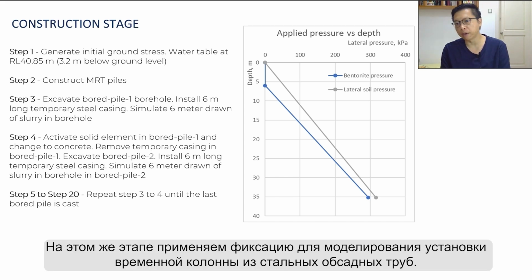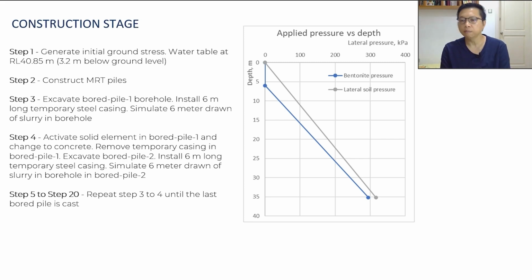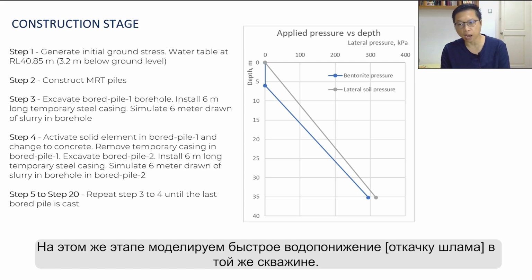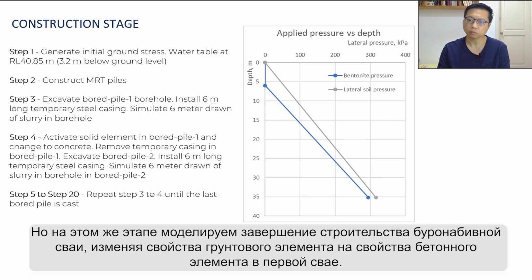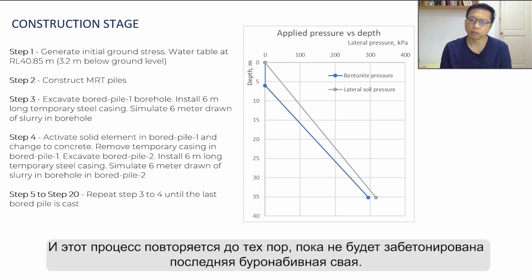At the same time, we apply fixity to simulate placement of temporary steel casing, and we simulate rapid drawdown in the same boreholes. In step 4, we simulate the excavation process in the next pile, but at the same time, we simulate completion of the bored pile by changing the property of the solid element to concrete property in the first pile. And the process is repeated until the last bored pile is cast.